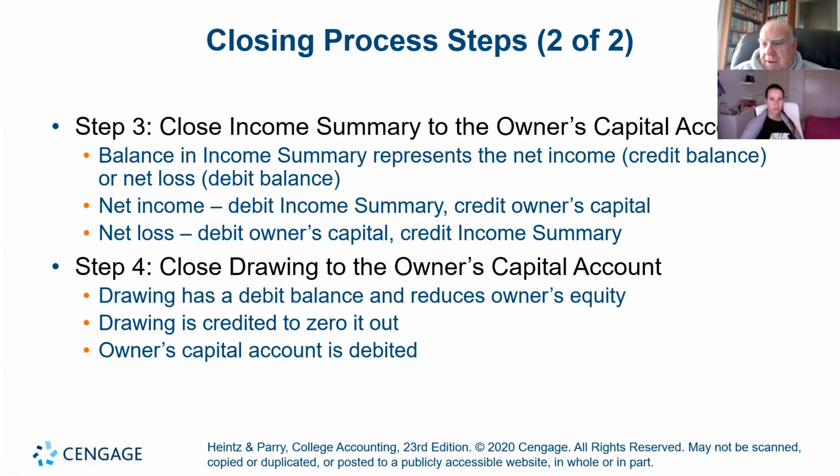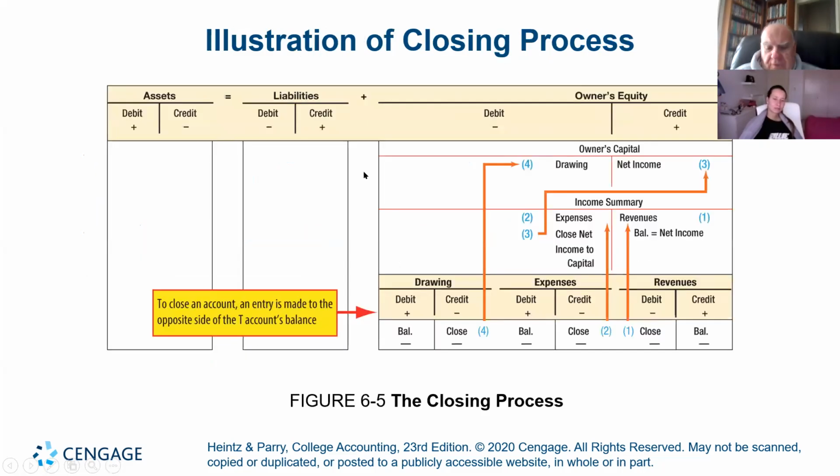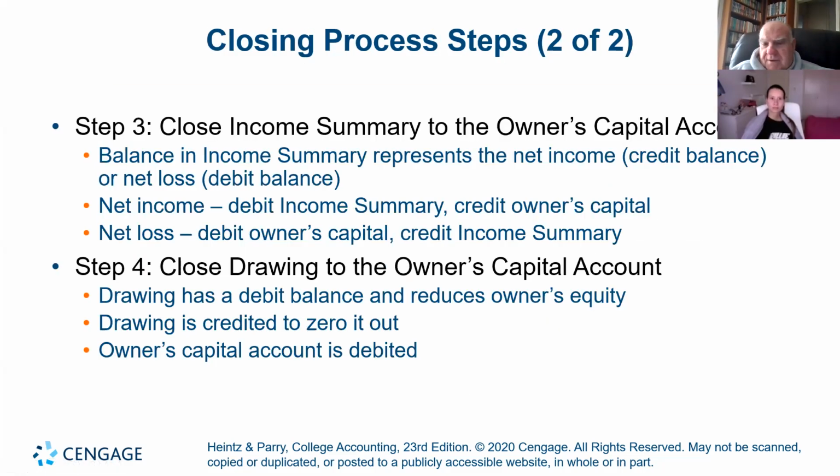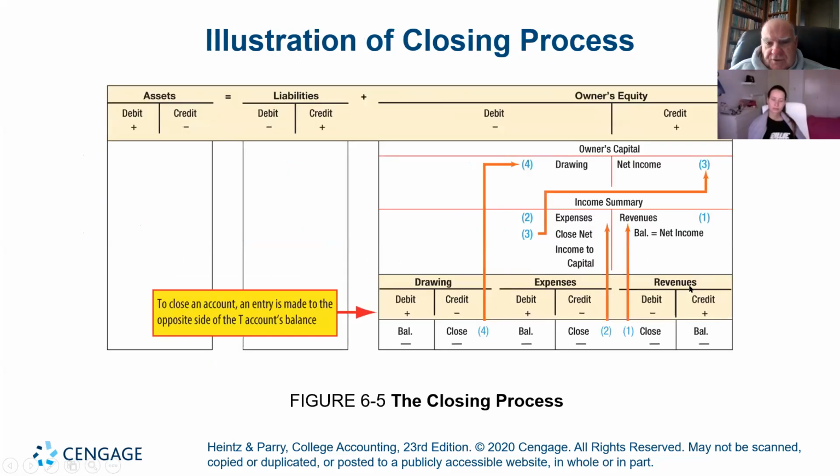A little confused by that? At this point, that's okay. You'll see it in a few more slides a little more clearly. We have gotten rid of the revenues and we got rid of the expenses and we put them into the account called income summary. And then we're just going to use that to move it over to capital, okay? Drawing gets closed directly to owner's capital, but let's not worry about that just yet, okay?